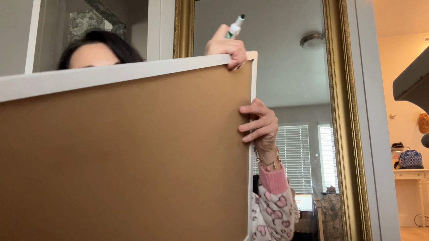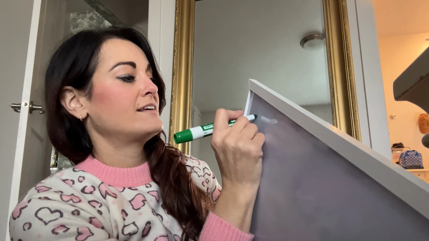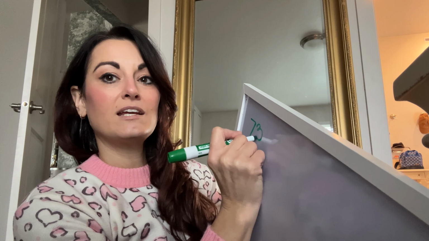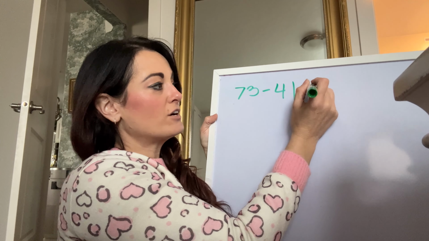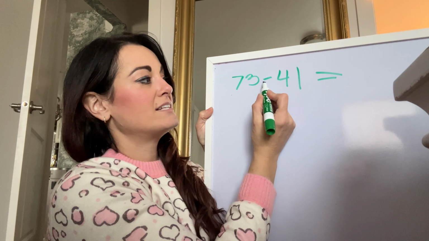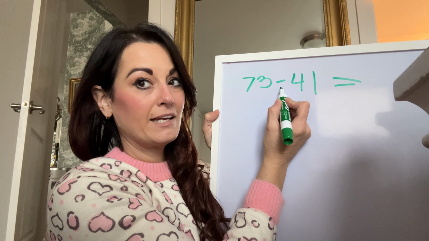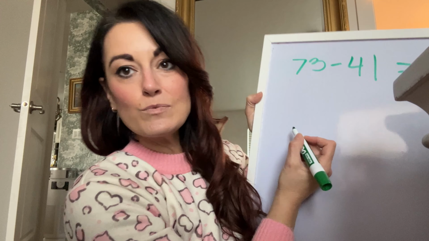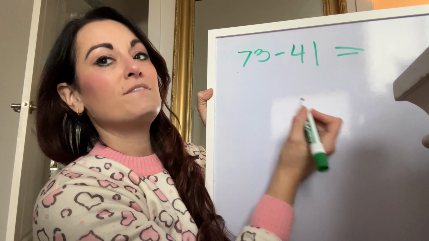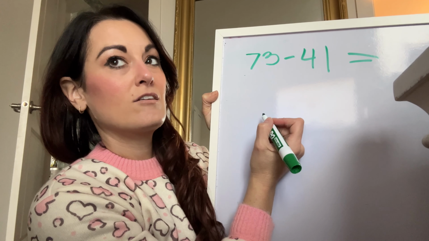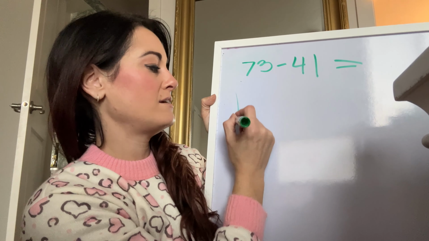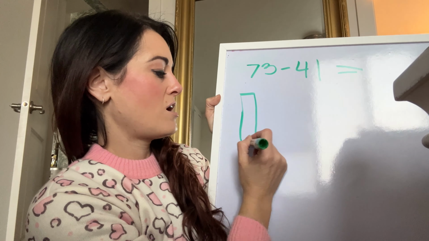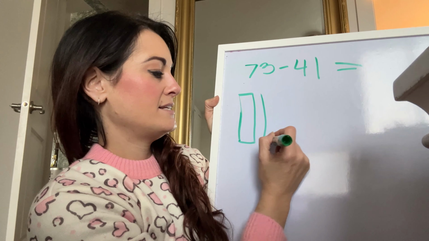And our first problem is 73 minus 41. And we're going to have our equal sign. This is our subtraction sign, minus. First thing we're going to do is we're going to draw out all of these with our tens and ones pieces. So the first one, 73, we're going to draw 7 tens.